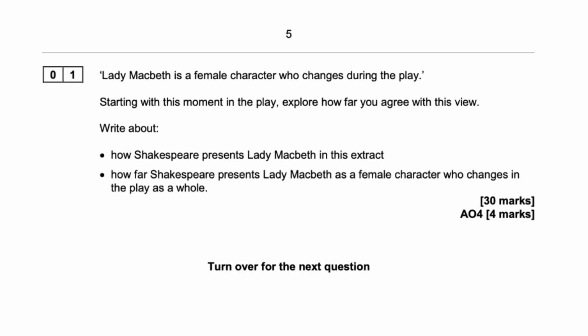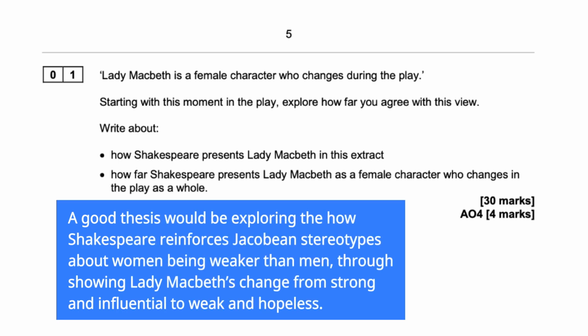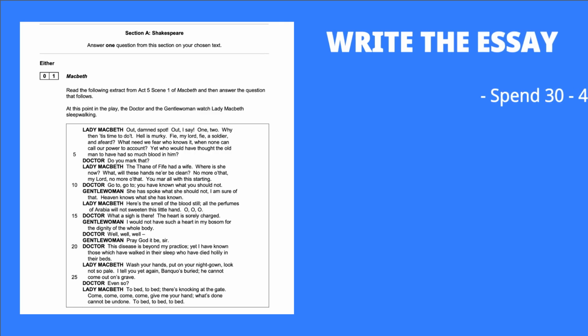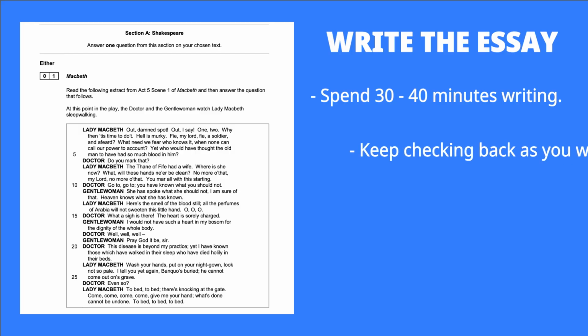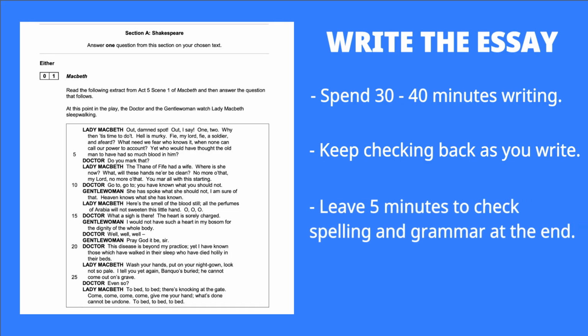For this question, which focuses on how Lady Macbeth changes during the play, a good thesis would be exploring how Shakespeare reinforces Jacobean stereotypes about women being weaker than men through showing Lady Macbeth's change from strong and influential to weak and hopeless. So once you've completed a simple plan, you should have about 30 to 40 minutes to write your essay. Remember to keep looking back over what you've written to check you are focusing your answer on the specific question that's been asked.